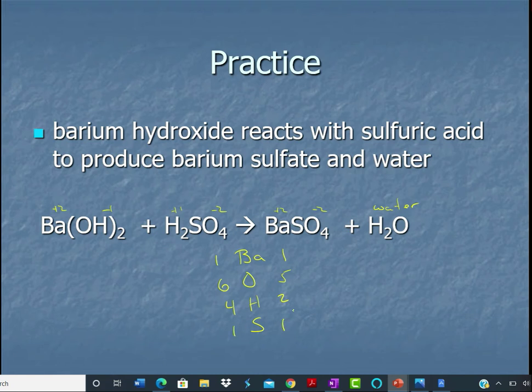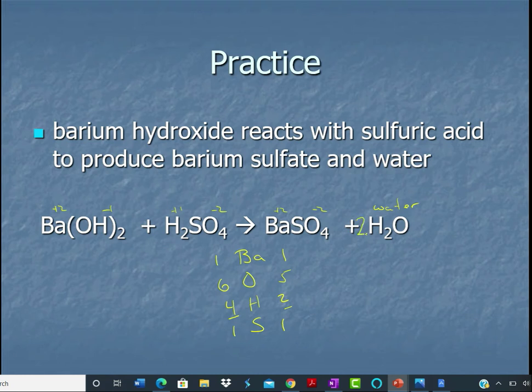So face value, this looks actually pretty good. Bariums and sulfurs are balanced. That's good. So let's see what we need to do. Well, much like the last example we did on the previous video, oxygens are all over the place. So we're going to do that one last. So let's take care of the hydrogens. We have 4 hydrogens on the left-hand side, and we have 2 on the right-hand side. But they're just in this one compound.